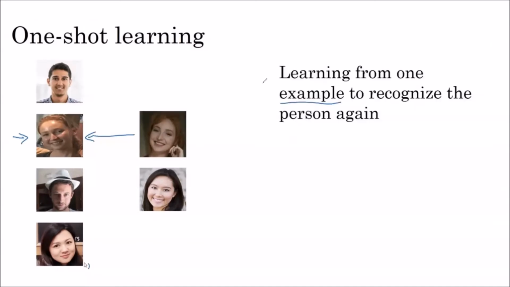So we are asking our model to learn from one example. We are giving only one example because each employee image is stored one time. If we have, for example, 1000 employees, 1000 images are stored one time only. So we are giving one example and we are asking the model to recognize the person again with a different image. This is a different image, but of the same person. We are asking our model to recognize it again.